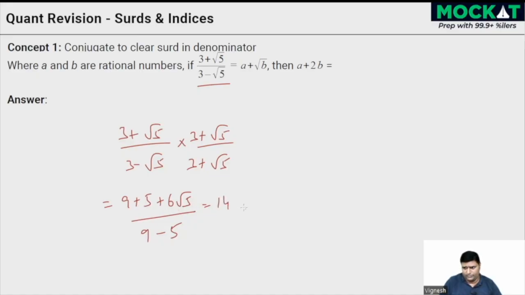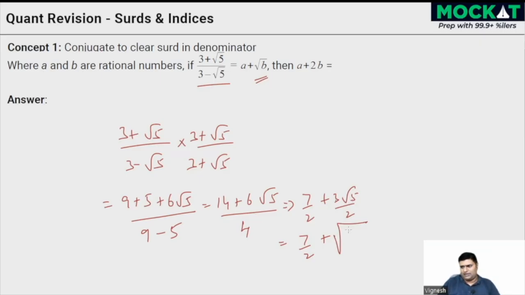And this is going to give us 14 plus 6 root 5 divided by 4, right? I can divide by 2 over here, and we're getting 7 by 2 plus 3 root 5 by 2. Now 7 by 2 is 7 by 2, plus, what can I get in terms of 3 root 5 by 2? I want to get everything into the square root. So 3, when I take it inside, becomes 3 square, 9, and 9 fives are 45. 2, when I take it inside, becomes 4, so 45 by 4. So a is 7 by 2, b is 45 by 4.